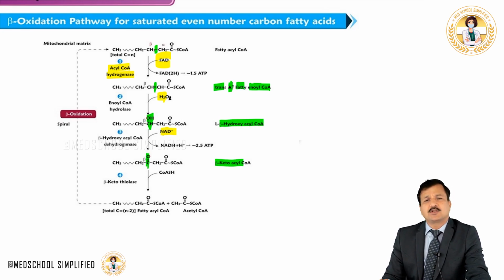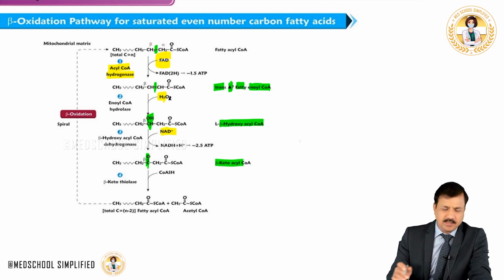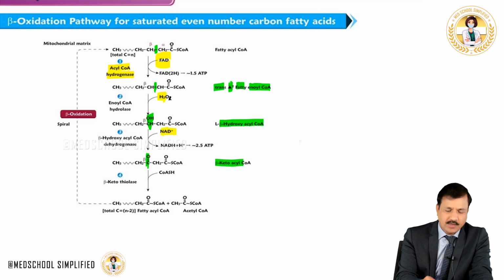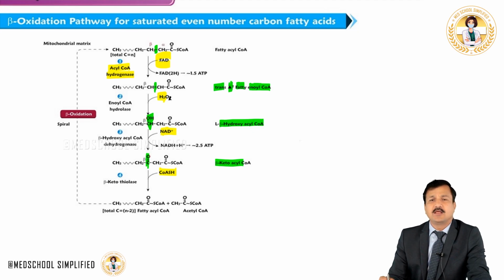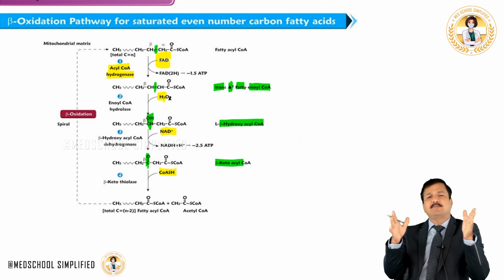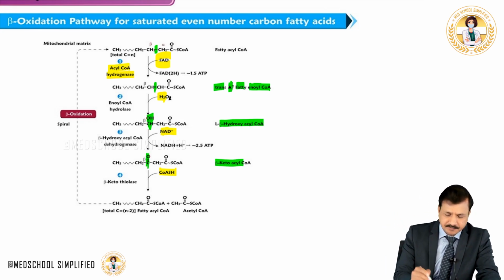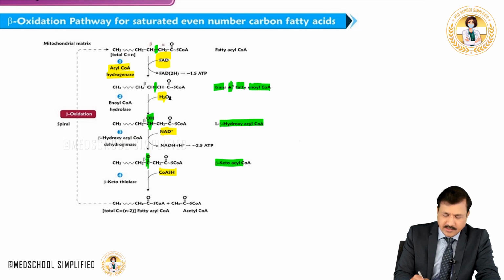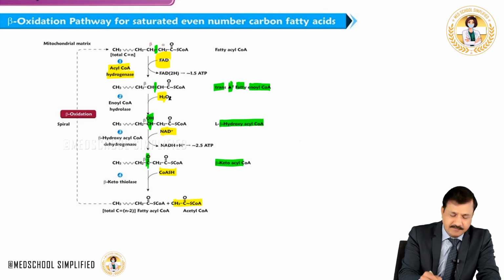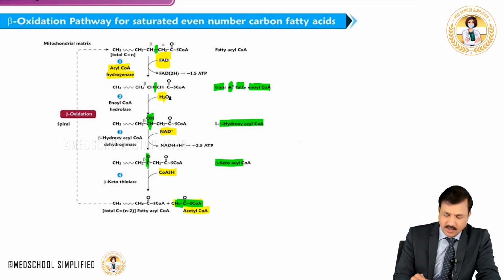Now this beta keto-acyl-CoA will be undergoing a thiolase reaction, where CoA, that is the reduced pantothenic acid derivative coenzyme A, reduced coenzyme A, enters the reaction, catalyzed by beta keto thiolase enzyme, and there will be a breakdown of the bond between the second carbon and the third carbon, that is alpha carbon and the beta carbon, and the product that we get here is acetyl-CoA.